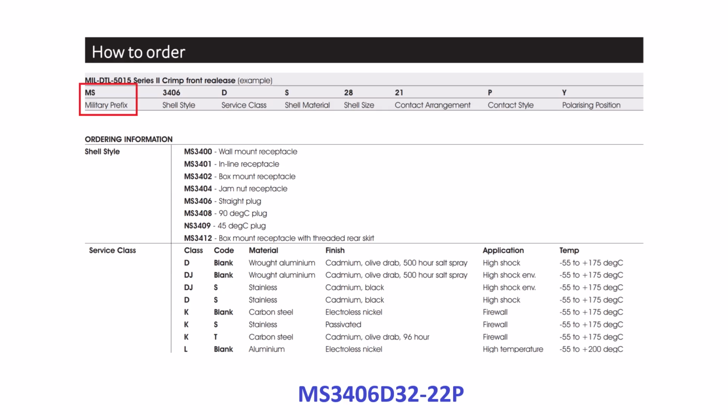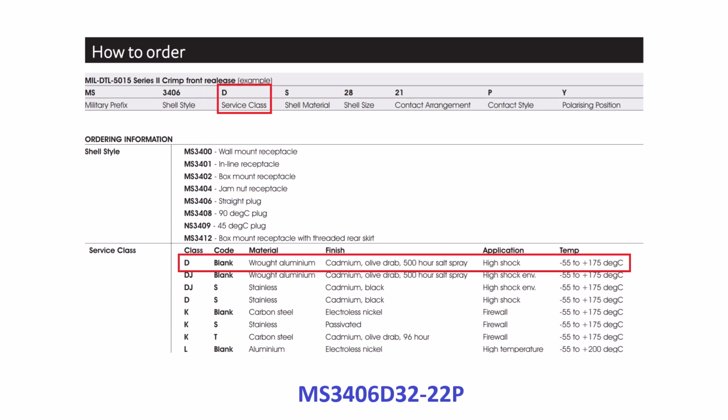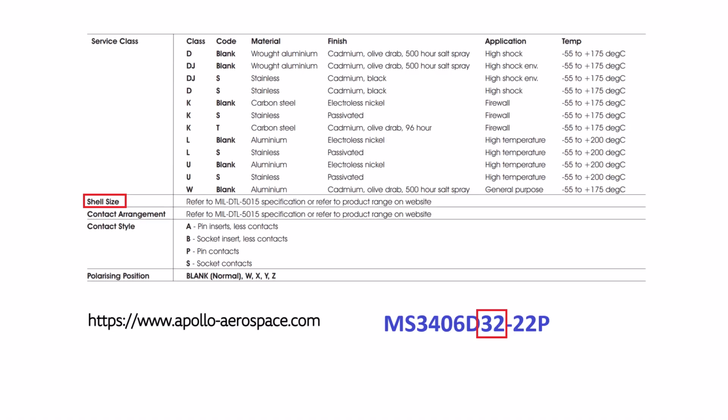Our example part number is MS3406D32-22P. MS is the military prefix. 3406 is the shell style, which is a straight plug. D indicates the service class, called wrought aluminum cadmium olive drab. 32 is the shell size, and 22 is the contact arrangement. The contact style is pin contacts, and the polarizing position is normal.